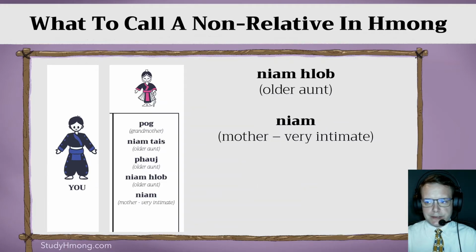She's a bit younger. You could call her Nia Law. And then again, Nia is like calling someone mother. So it would be something that's very intimate or affectionate. So you wouldn't, again, call that to a perfect stranger, but maybe someone you're close to who's about the age of your own mother.